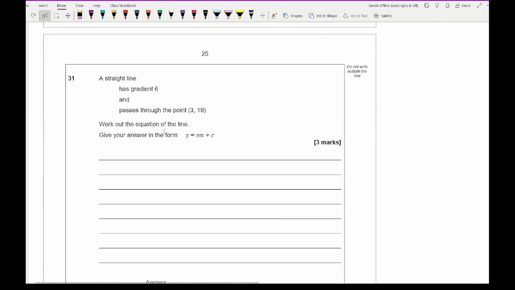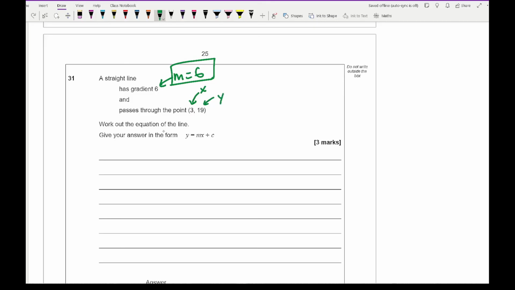And then moving on to question 31. So here it says that a straight line has a gradient of 6 and passes through the point 3, 19. Work out the equation of the line in the form of y equals mx plus c. Now the gradient we've been told is 6, so m equals 6. So let's just write that as a little box. So from this, this is our x value and this is our y value.